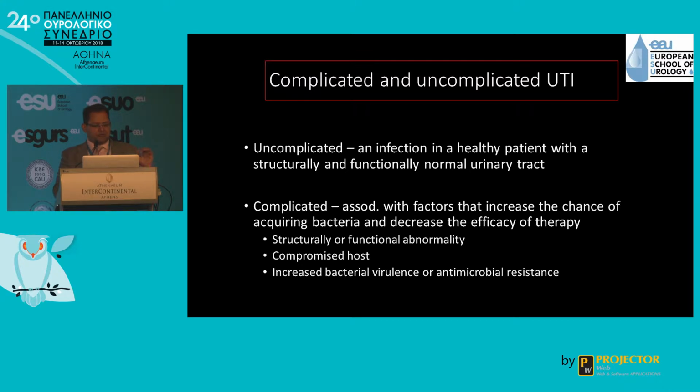So just to purely define it, uncomplicated is an infection in a healthy patient with a structurally and functionally normal tract, and complicated is associated with increasing risk of acquiring bacteria and decreasing efficacy of treatment, so structural and functional abnormality or host compromised or bacterial virulence.